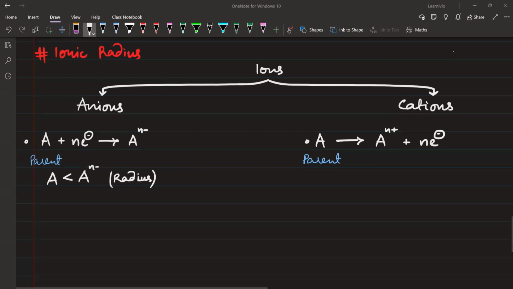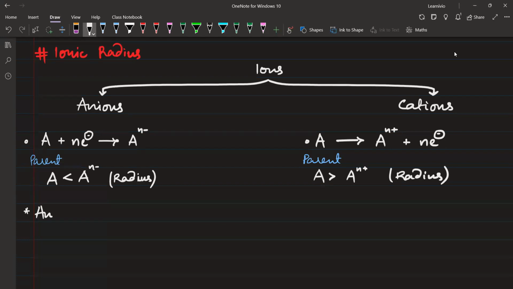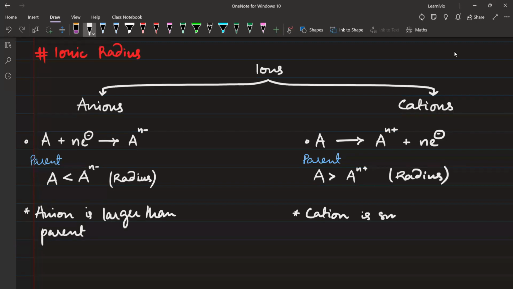But in cation, what's going to happen? In cation, we have already removed the electrons, and the proton and its attracting capacity has not changed. Now it has to attract a lesser number of electrons, so it can easily attract those, and the size will shrink. So the parent atom will have larger size than the cation. This is also about the radius or the size of the chemical species. So here we can say an anion is larger than parent. And here we can say cation is smaller than parent.